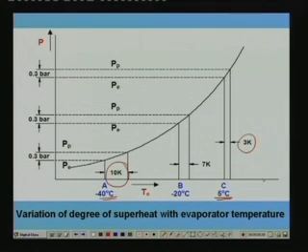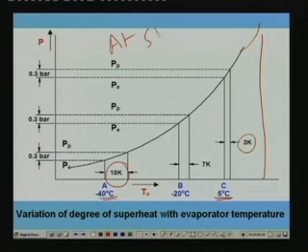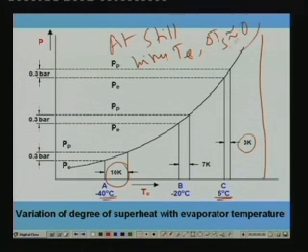So you will find that if you operate it at much higher evaporator temperature, the degree of superheat becomes very, very small. Okay, so at still higher TE, you will find that the degree of superheat will be very, very small. Okay, that means it almost approaches 0.